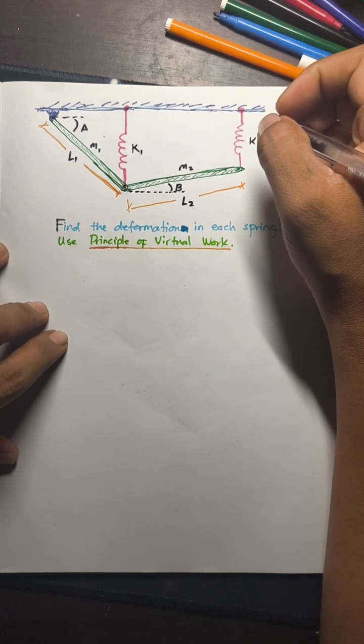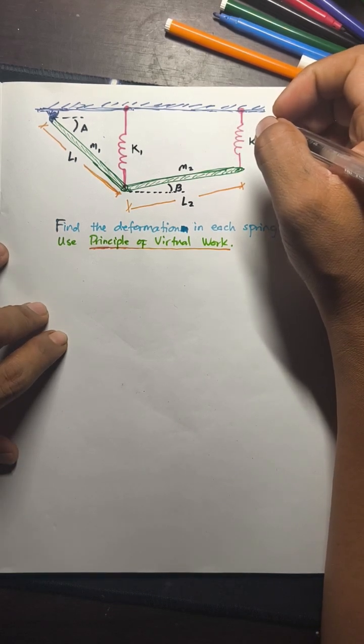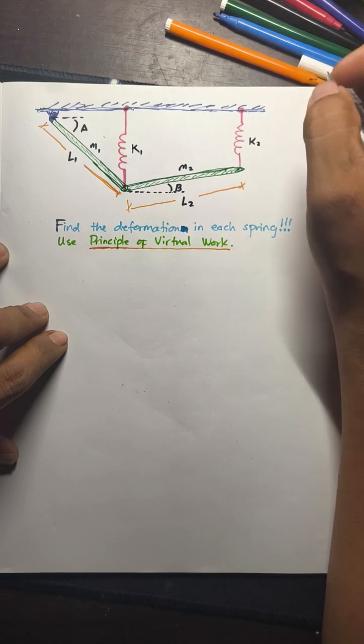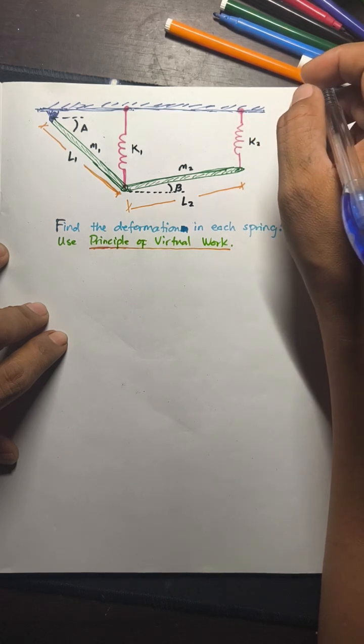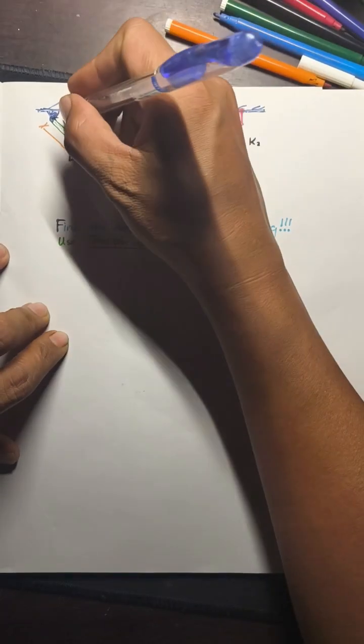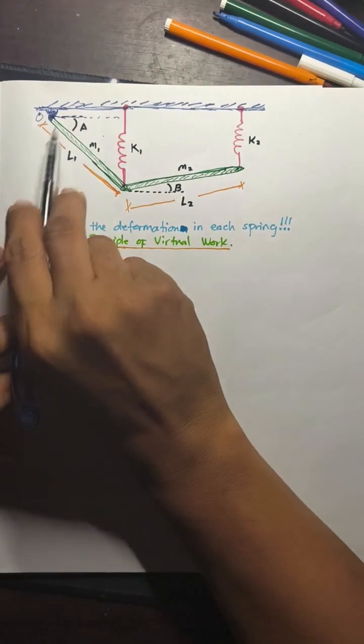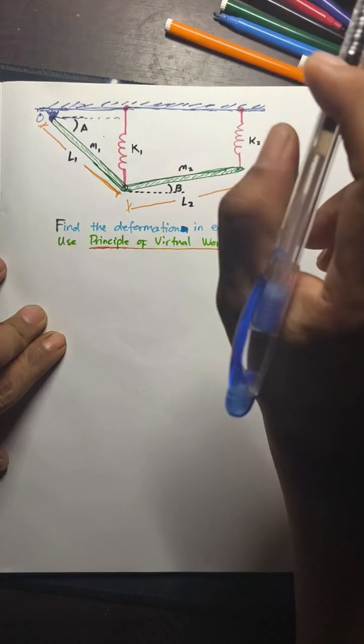What's the first thing we do? In virtual work problems, we must first select a fixed point and name all the coordinates based on that point. So our fixed point here is clearly this point here. Let's call this our point O. This is our fixed point.